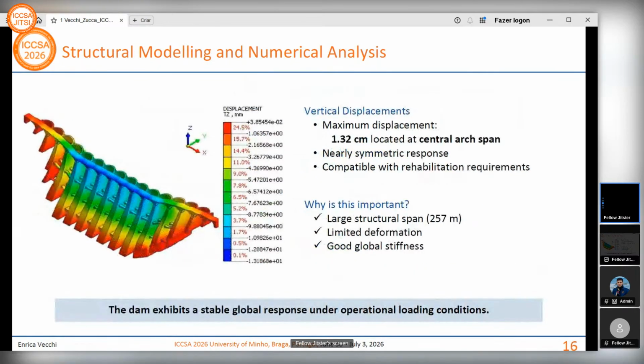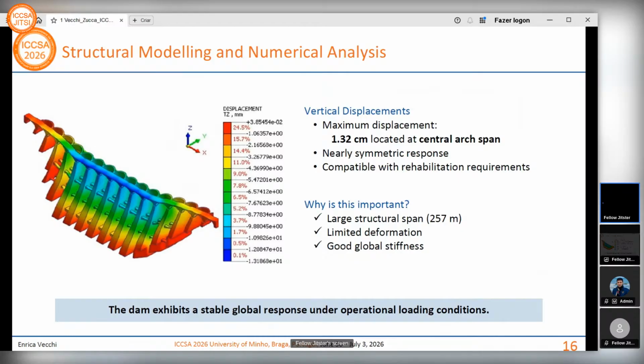In this slide, we present the result of the vertical displacement. The maximum vertical displacement is about 1.3 centimeters and is located at the central arch span. Considering the dimensions of our structure, which is, as we said, 260 meters long, this deformation appears to be very limited and fully compatible with the rehabilitation requirements of our dam.